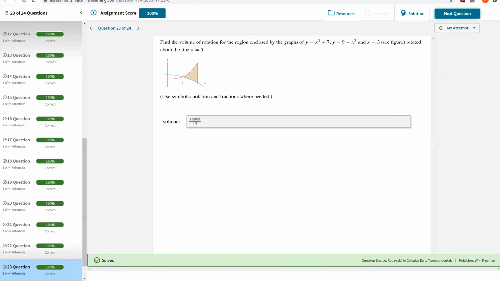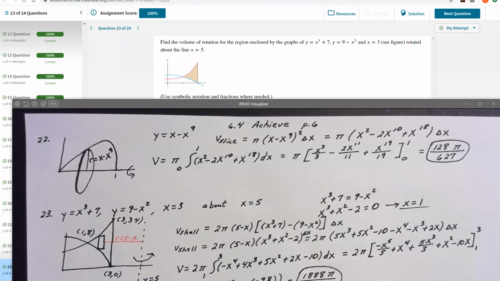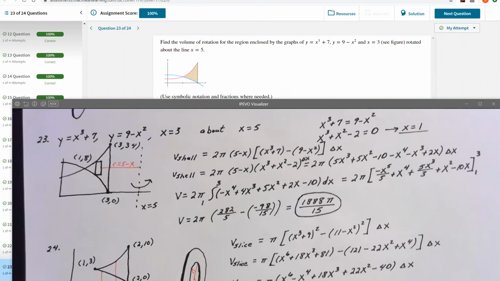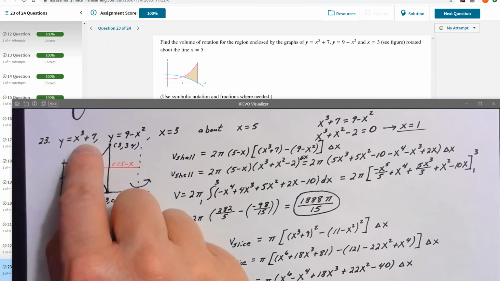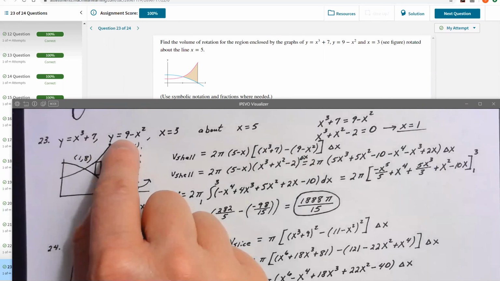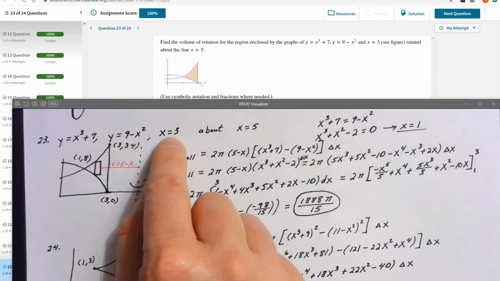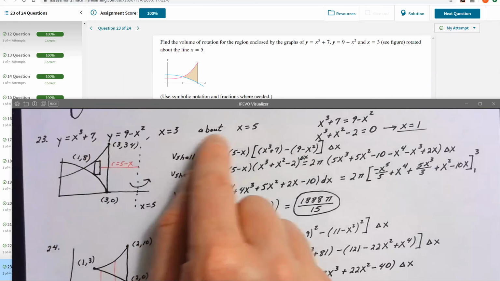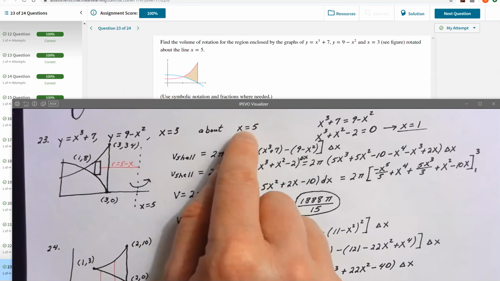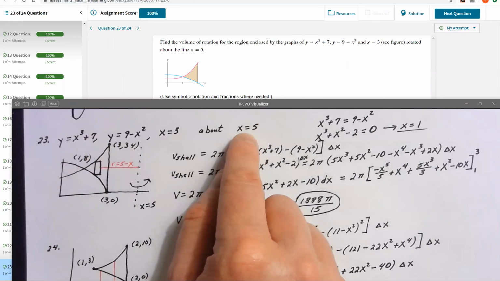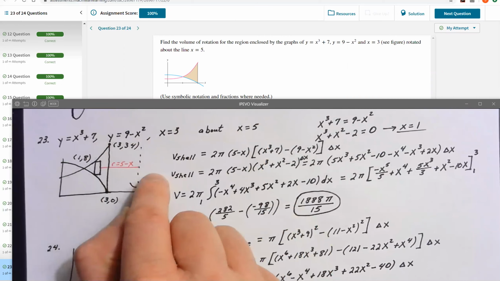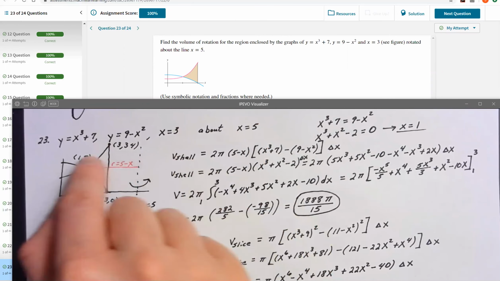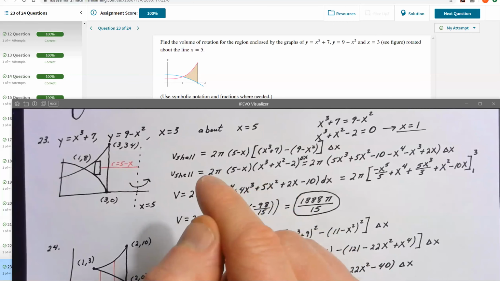For the next one here, our region is quite a bit more interesting. It's the region bound between the curves y equals x cubed plus 7, and then 9 minus x squared, and x equals 3, but we're rotating about x equals 5. The second it told me I'm rotating about a vertical axis, x equals 5 is a vertical line, I knew I would want to use shells, not slicing. Slicing I would have to do with respect to y about a vertical axis.